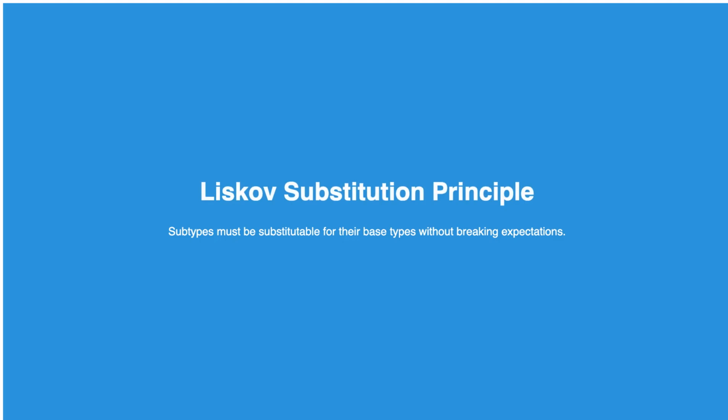Imagine you have a bird that can fly. If you replace that bird with an ostrich and your code calls fly, you'll have a problem. Liskov Substitution ensures subclasses truly match the behavior their parent promises, so you can swap them freely without code chaos.